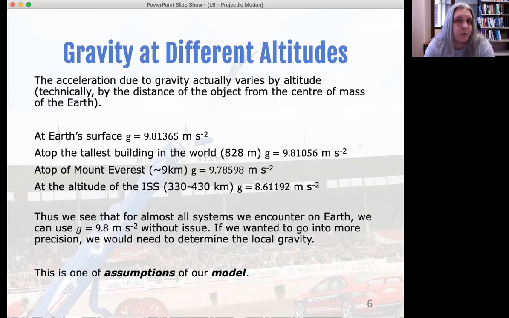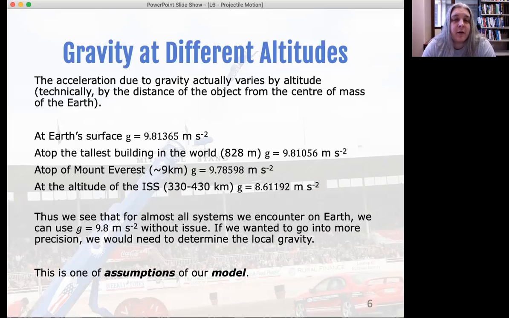So at Earth's surface, this is a theoretical model for gravity, which makes some assumptions, but it's pretty close to true. At Earth's surface, we have an acceleration due to gravity of around 9.81365 meters per second squared. At the top of the tallest building in the world, which is 828 meters, when I wrote this slide, I can't recall if it's been updated since, we have gravity slightly less: 9.81056. And at the top of Mount Everest, by the time you get up 9 kilometers, you've dropped to 9.78598, so just below 9.79.